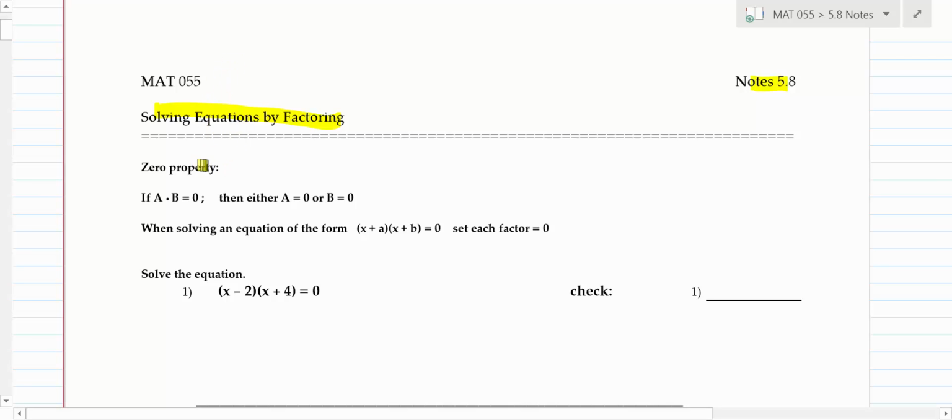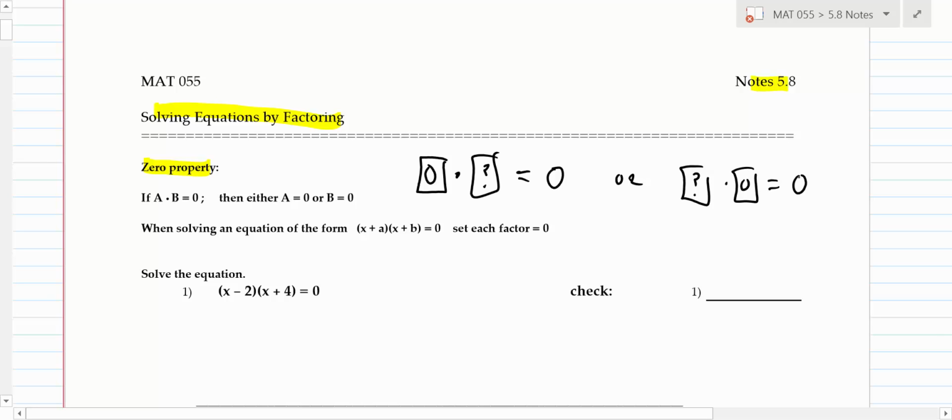We have this thing called the zero property. This says if A times B is 0, then either A is 0 or B is 0. Now that's very simple. Here's what that means. If you have two numbers that multiply to give 0, what has to happen? Either one of them has to be 0, right? Either that's got to be 0, doesn't matter what that is, or it could be backwards. You could have anything there times 0 equals 0. That's all that says.